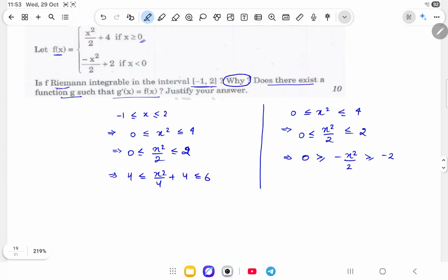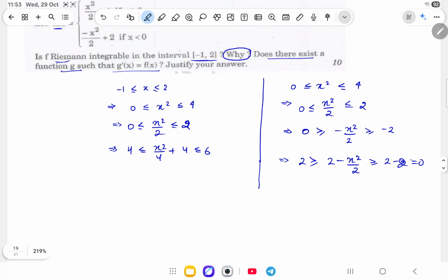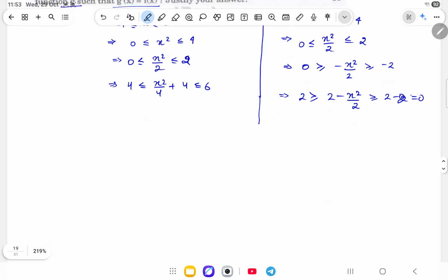And if I add 2 on both sides, it will give me 2 less than or equal to 2 minus x square by 2 greater than or equal to 2 minus 2, that is 0. So from here I got that whenever my x is less than 0, then also my function f(x) is bounded. So using this I can claim that I have shown that my function f(x) is a bounded function.